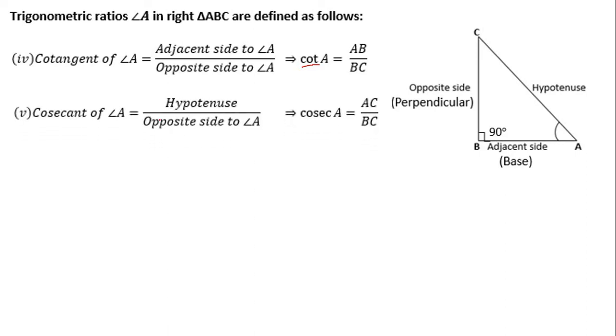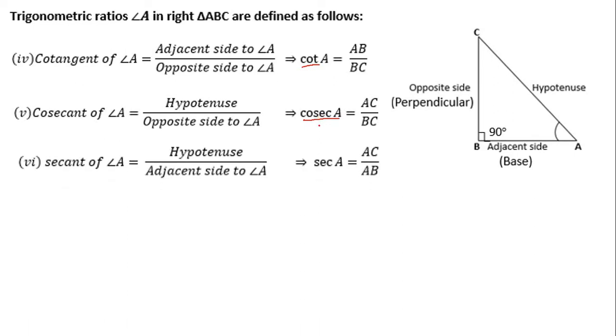Next T ratio is cosecant of angle A, which is nothing but hypotenuse divided by the opposite side to angle A. So hypotenuse is AC here and opposite side is BC here. So cosecant of A can be written as AC by BC, and cosecant of A can be presented as cosec A. This is the abbreviation for cosecant of any acute angle.